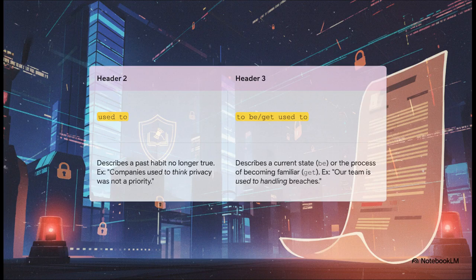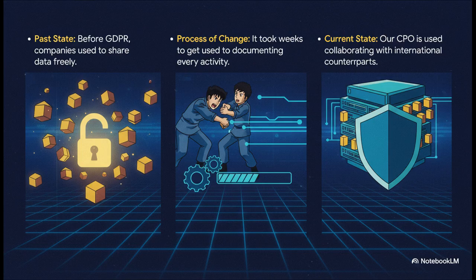It implies things have changed, hopefully for the better. But when you use "to be" or "to get used to" plus the -ing form of a verb, you're describing a process or a current state of familiarity. The choice you make here really shapes the whole story of your client's compliance journey. Let's put this into a real legal context.